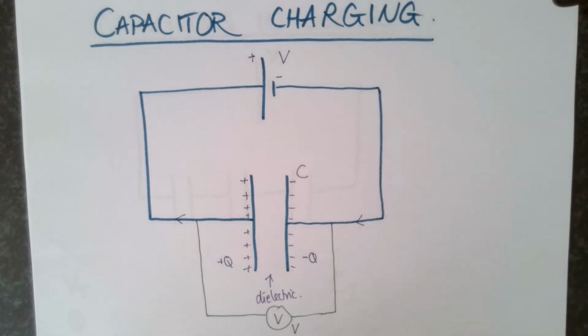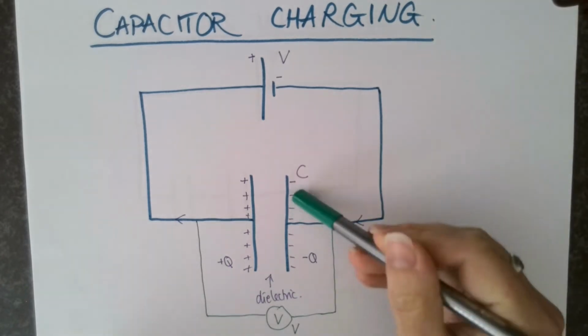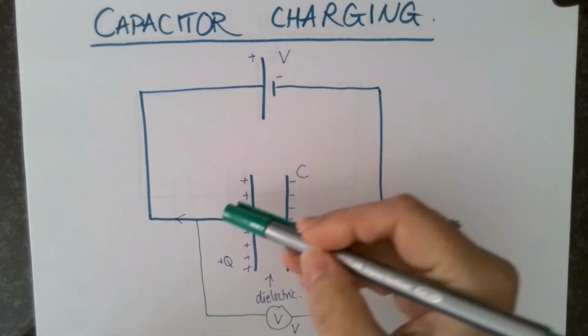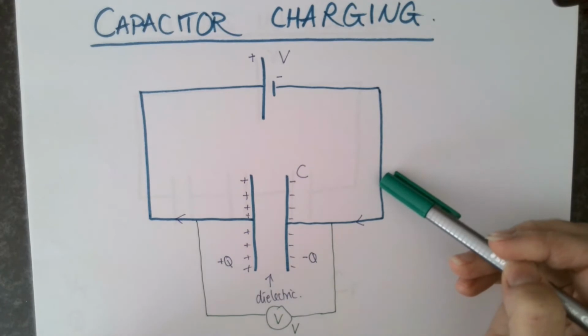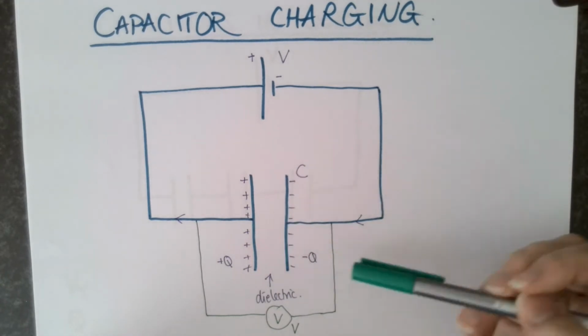Okay, so that's a simple capacitor. You've got a charge arriving, repelling a charge from the opposite plate, which means that while the capacitor is charging, there is a current flowing in the circuit, but not, remember, between the plates.